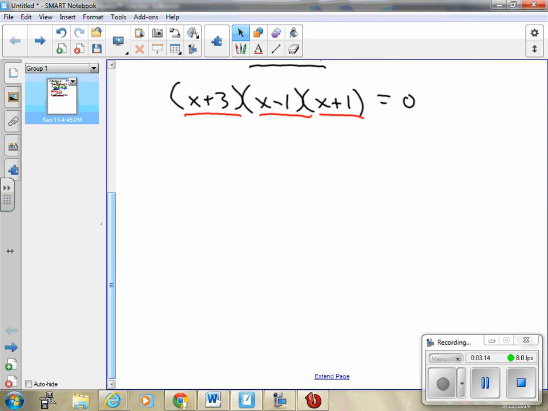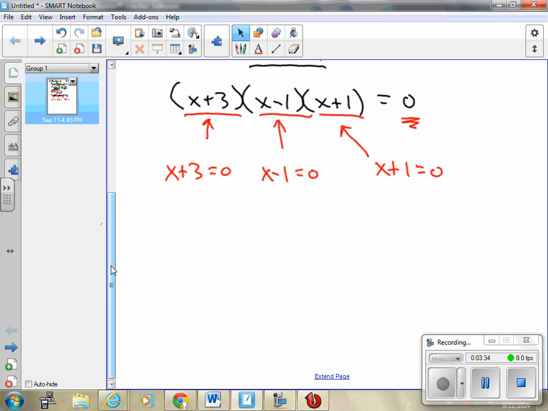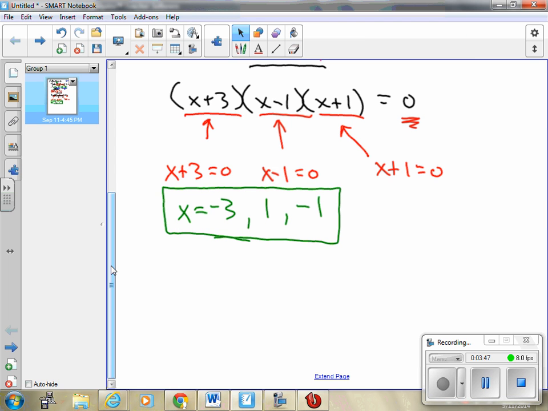So our possibilities here, extend this down a little bit, either this first guy, the x plus 3, is going to equal 0, or this second guy, the x minus 1, is going to equal 0, or this third guy, the x plus 1, is going to equal 0. That's the only way we can multiply these three things and get 0. Solving these, we have an x value of negative 3, positive 1, or negative 1. And these are the three zeros, or sometimes we call those roots of the function.